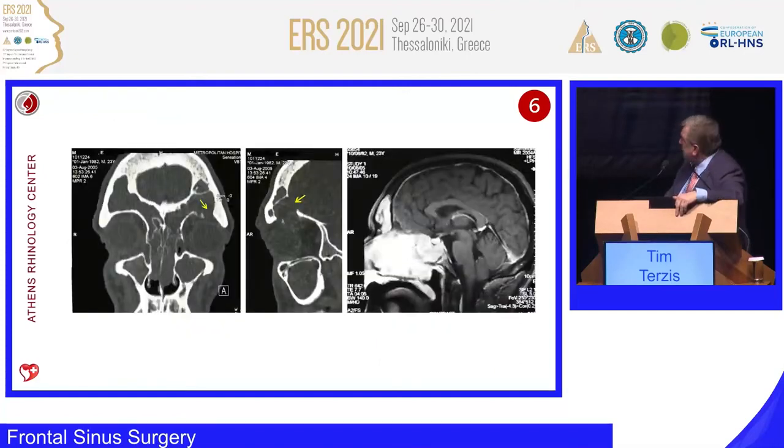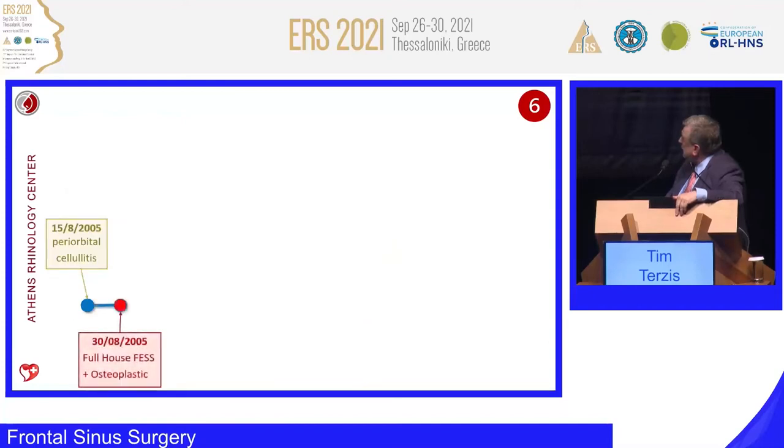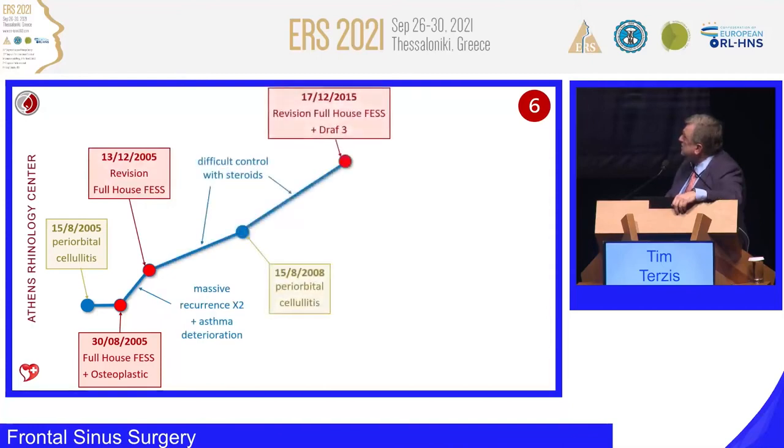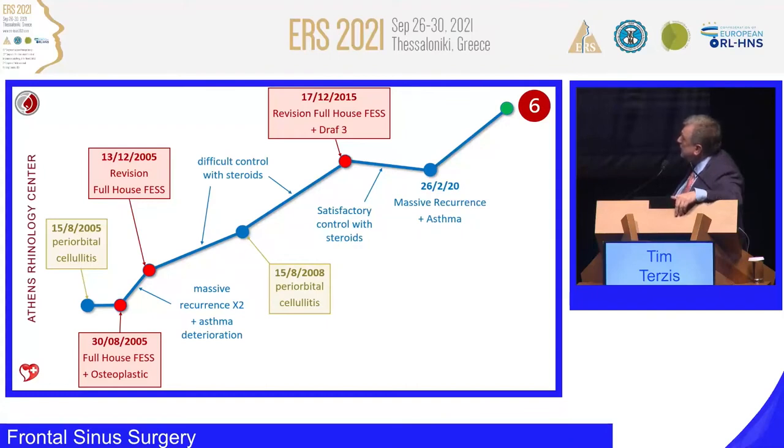That's the CT scan and the MRI scan, and you see extensive erosion of the lamina papyracea and the posterior bed of the frontal sinus there. And here starts the long and winding road of his hard times. He had an operation at that time, which was combined with an osteoplastic approach. If you ask me if I did it now, I would not do an osteoplastic approach, of course. But because of the lateral erosions, we thought at that time that we should do it.